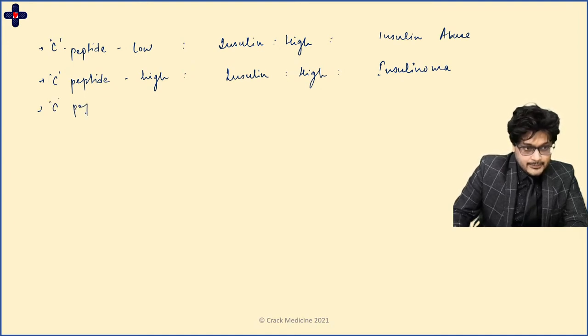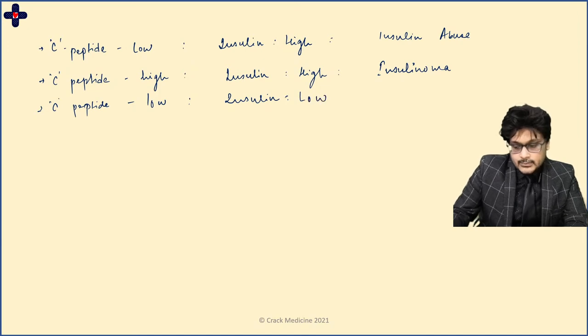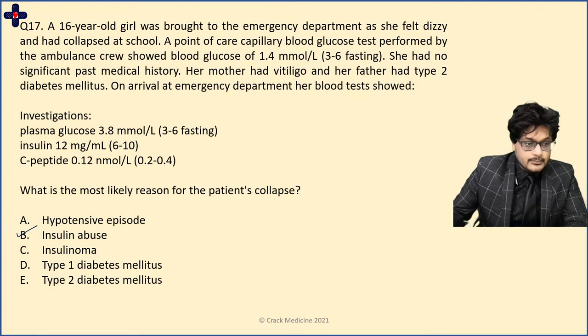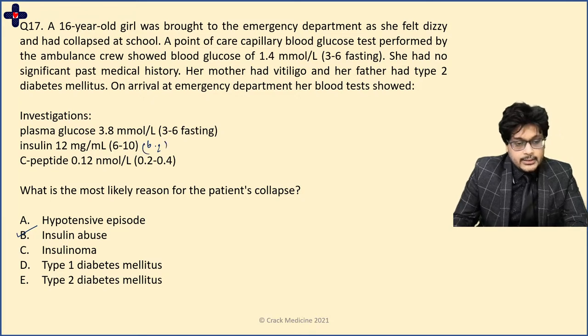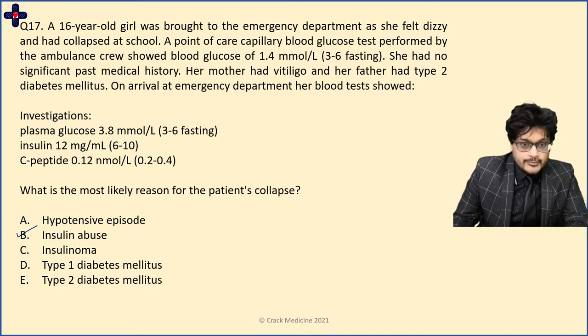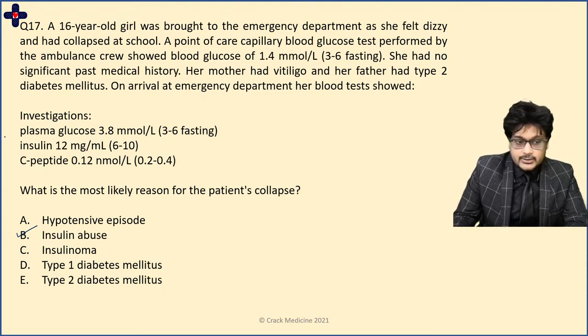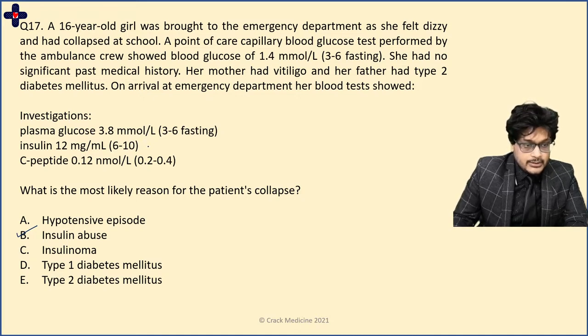If none of this is high, if the patient presents to you with hypoglycemia, the same girl, suppose she presented to you with low C peptide and low insulin levels, then what will be your diagnosis? The same question, let's twist it a bit. Okay, so let's say the insulin levels were 6.2 or something, and the C peptide levels were the same. So what will be your diagnosis then, given everything else remains the same for this patient? In fact, insulin levels will be a little on the higher end, let's say 7, and C-peptide will be around 0.4.